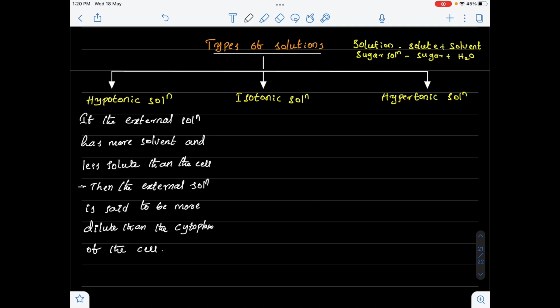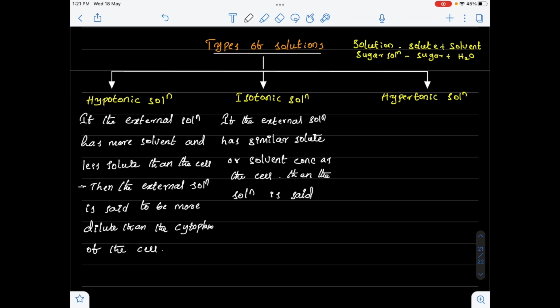Now let us see isotonic solution. If the external solution has similar solute or solvent concentration as the cell, then the solution is said to be isotonic solution.